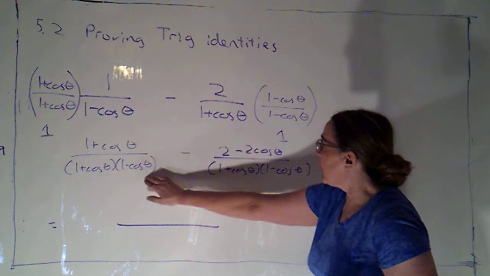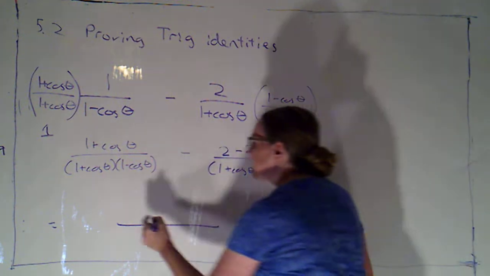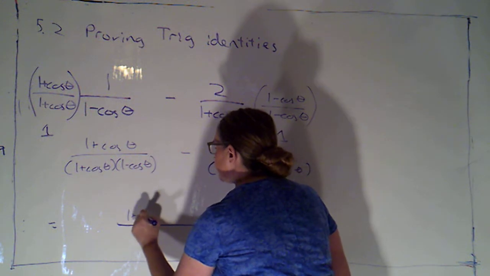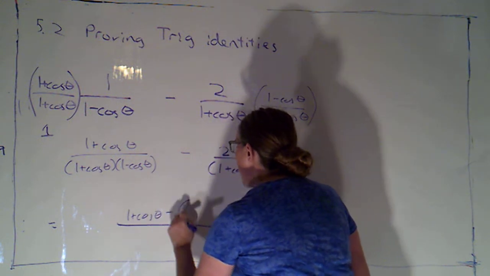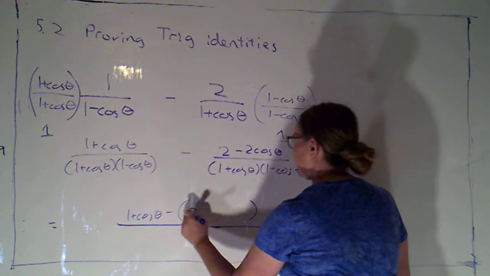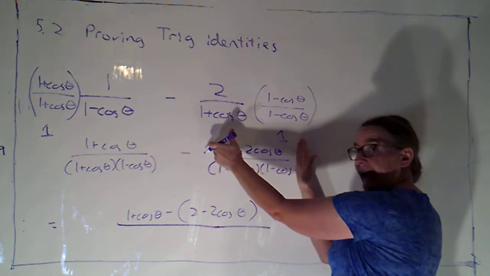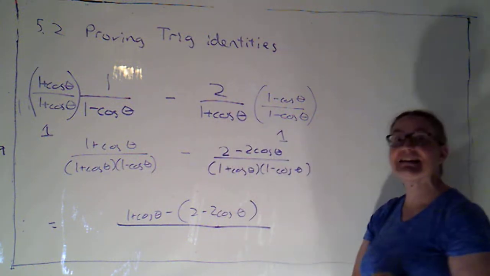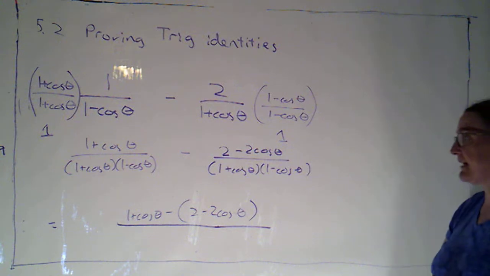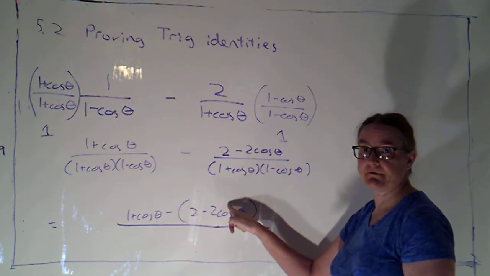So first of all, once I have a common denominator, I just add or subtract the tops. So here I'm subtracting, so it's 1 plus cosine theta minus, in parentheses, the top here. That negative sign applies to the entire fraction, so I'm going to apply it to the entire top of that fraction. So in my next step, I'm going to need to distribute that negative.